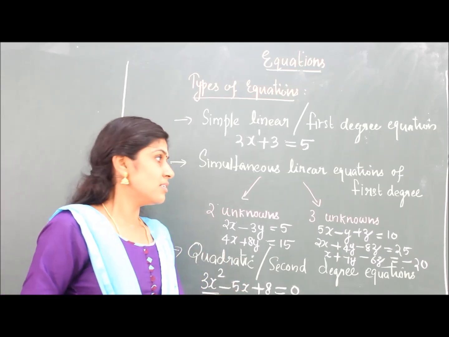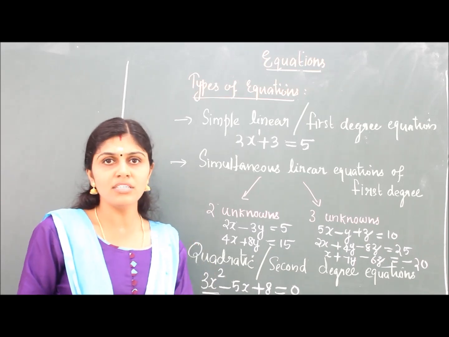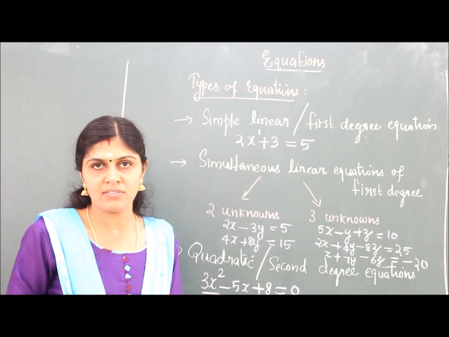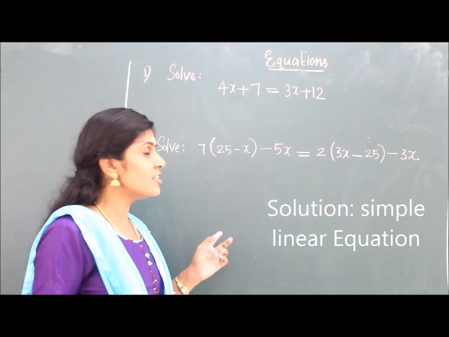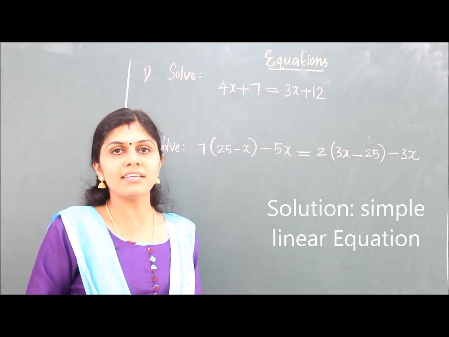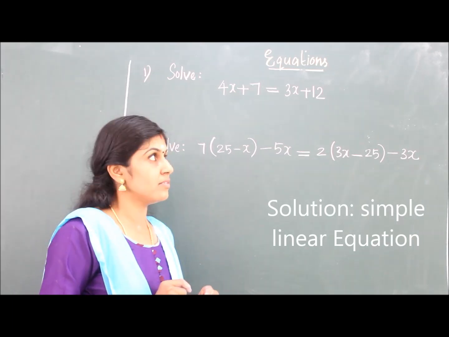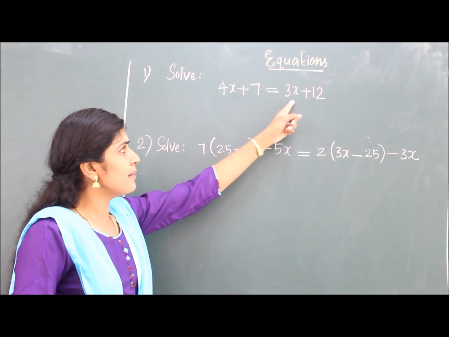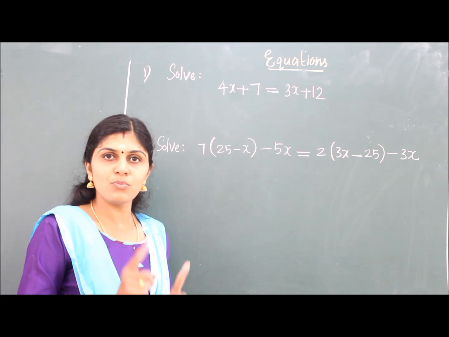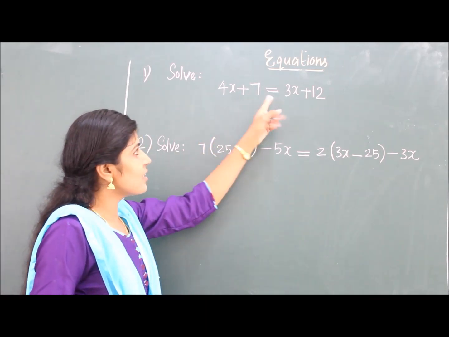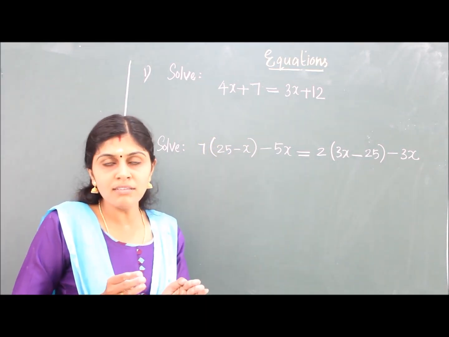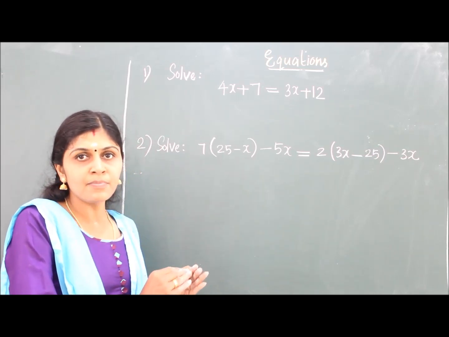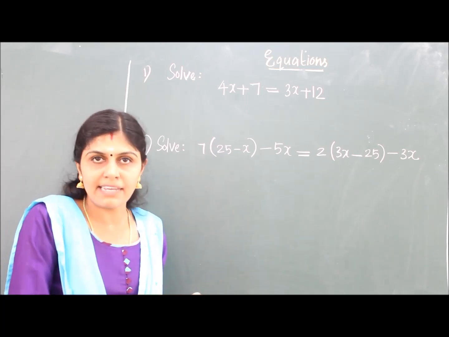Now in the coming times, we have to study how to solve all these types of equations. So now, let's look at 2 examples related to simple linear equations, which is the first category of equations. When you look at the first question, it is clear that this is a simple linear equation as the highest power of x is 1. In order to solve these types of equations, you have to take all the terms containing x to one side and all the constant terms to the other side.